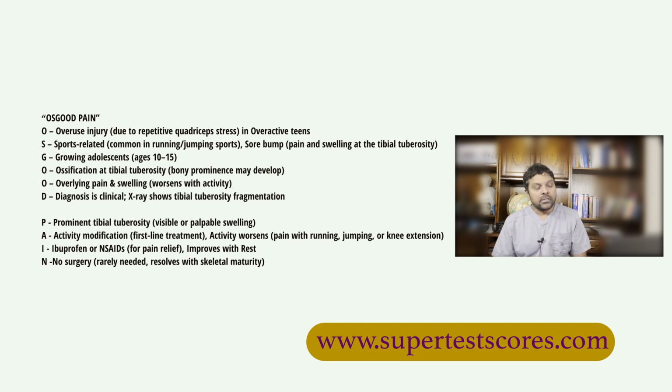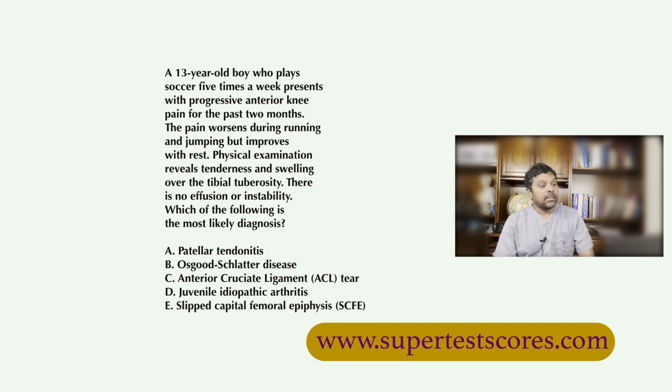Coming to incorrect answers, if you see A, patellar tendonitis typically affects older athletes and presents with point tenderness at the inferior patellar pole, not the tibial tubercle. Patellar tendonitis is pain over inferior patellar pole, not the tibial tubercle. Then anterior cruciate ligament tear usually comes from a twisting injury to the knee. They present with knee instability, which is not seen in Osgood Schlatter disease. And also in anterior cruciate ligament tear, you don't find any tibial tuberosity tenderness.